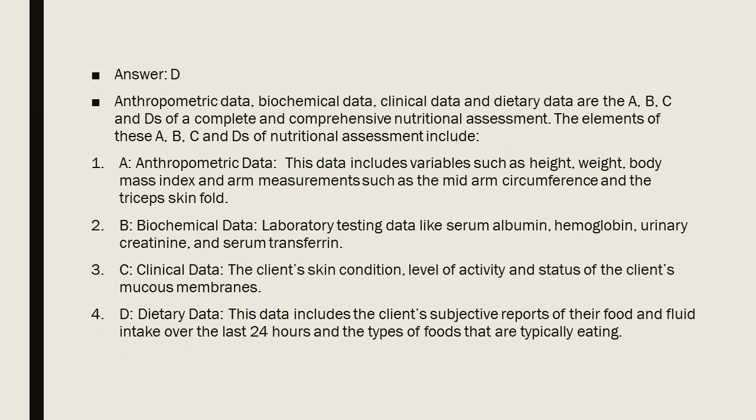Answer, D. Anthropometric data, biochemical data, clinical data and dietary data are the A, B, C and Ds of a complete and comprehensive nutritional assessment. The elements of these A, B, C and Ds of nutritional assessment include A. Anthropometric data. This data includes variables such as height, weight, body mass index and arm measurements such as the mid-arm circumference and the tricep skin fold.